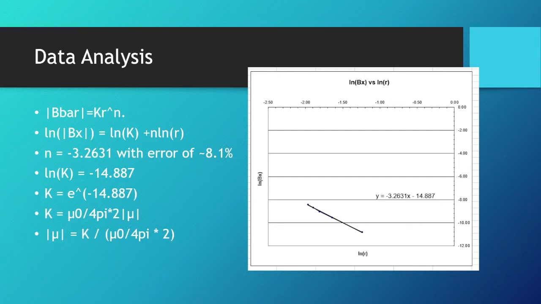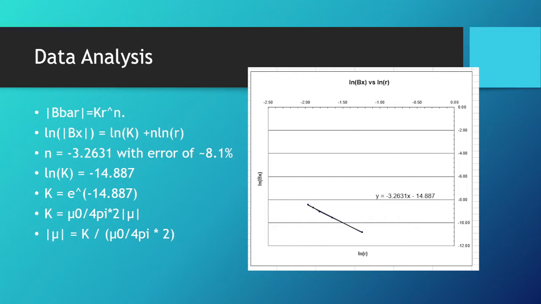B bar is equal to k times r to the nth power. This can be simplified by using the natural log on everything. So you've got the natural log of the magnitude of Bx is equal to the natural log of k plus n times the natural log of r. n was then calculated to be negative 3.2631 with an error of 8.1%, because n is meant to equal negative 3.